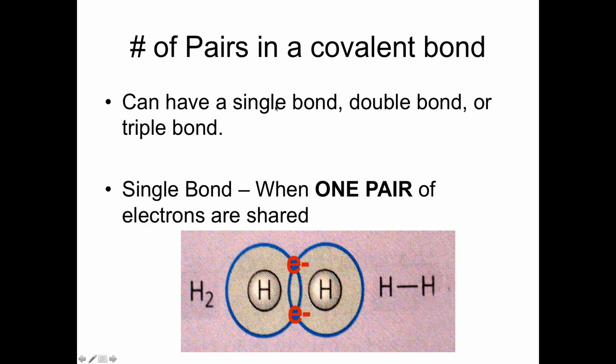There's going to be different types of covalent bonding as well, like the number of bonds you can have. There's things called single bonds, double bonds, and triple bonds. Now, single bonds happen when one pair of electrons get shared. One pair meaning 2 electrons get shared. There's also double bonding. Double bonding is when two pairs of electrons get shared, so a total of 4. And then triple bonding is when 3 pairs of electrons get shared, or a total of 6.